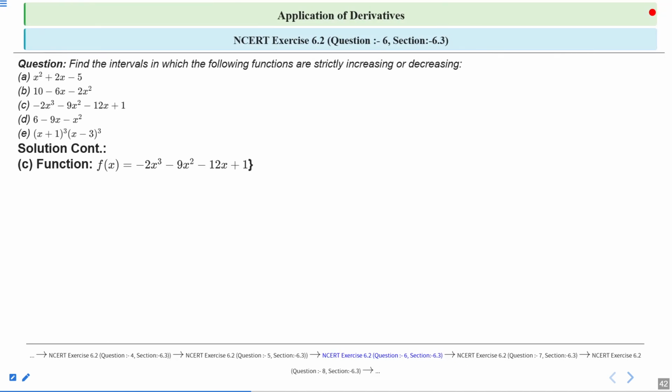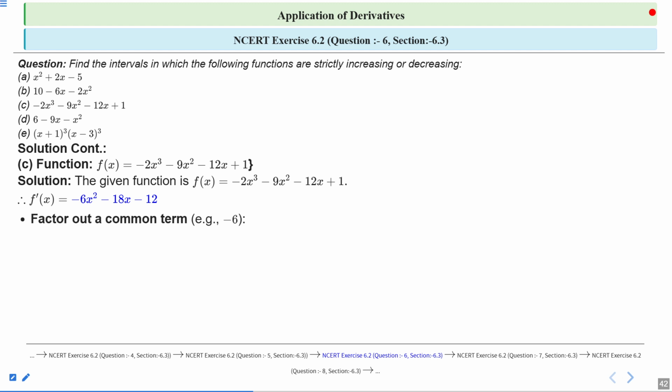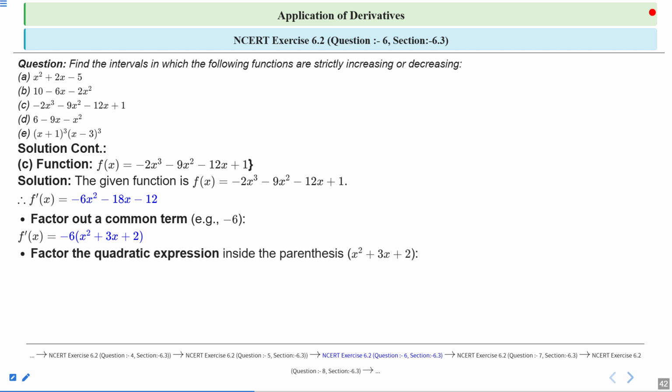Now let's see part C. The function is f(x) = -2x³ - 9x² - 12x + 1. So f'(x) will be equal to -6x² - 18x - 12. Now factor out the common term, which is -6. So f'(x) is basically -6(x² + 3x + 2). Factor the quadratic expression inside the parenthesis, x² + 3x + 2. So f'(x) will be equal to -6(x + 1)(x + 2), right?